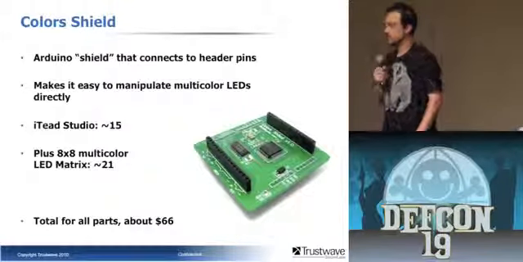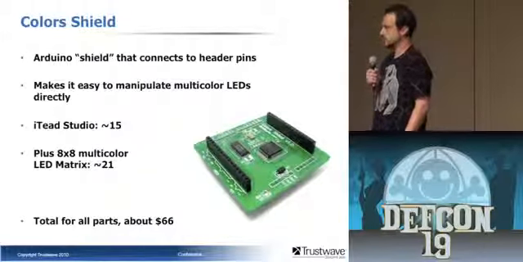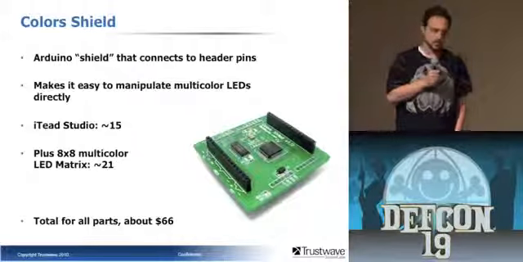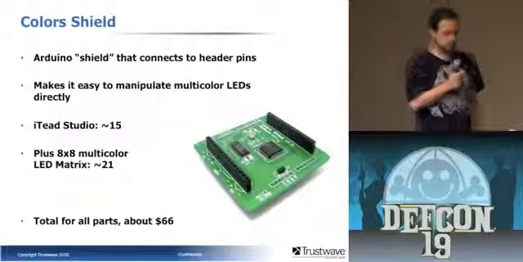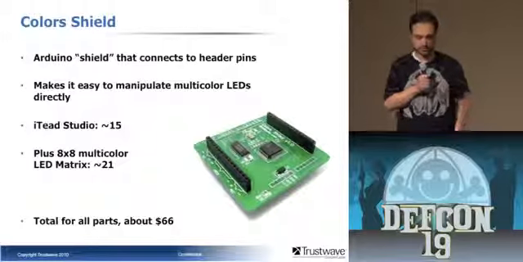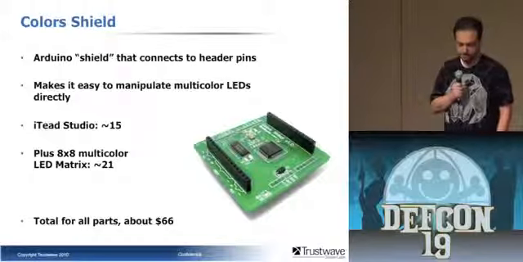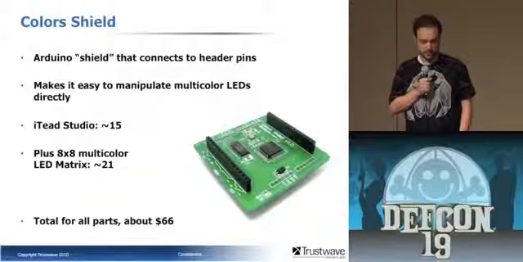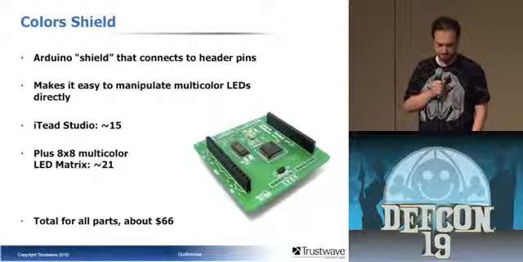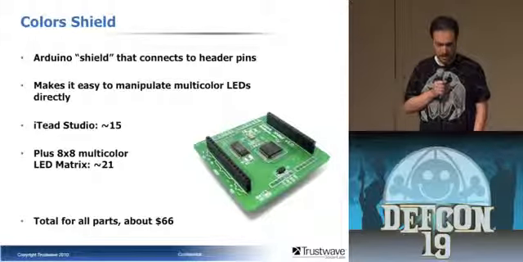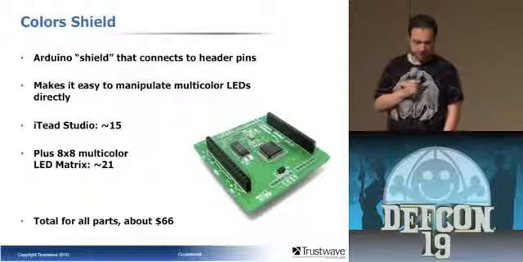If you go on YouTube and type in Arduino LEDs, you'll see a lot of wire wrap and breadboards where people are doing a lot of cool stuff, but they're having to do it all manually and hook all this stuff up together. This makes life a lot easier if you're going to play with LEDs, with blinky lights. IT Studio sells it for $15, and they also sell a multicolor LED matrix for about $21. So at the end of the day, we're at about $66 for this.